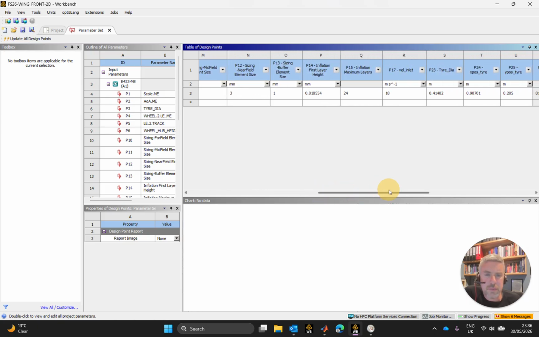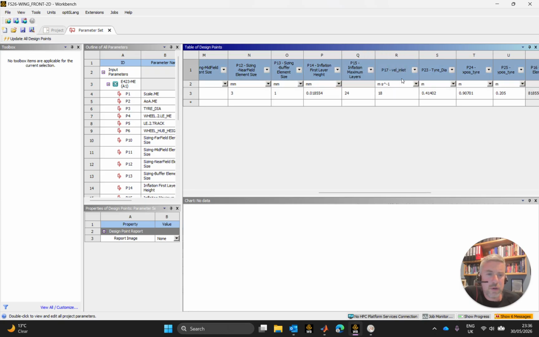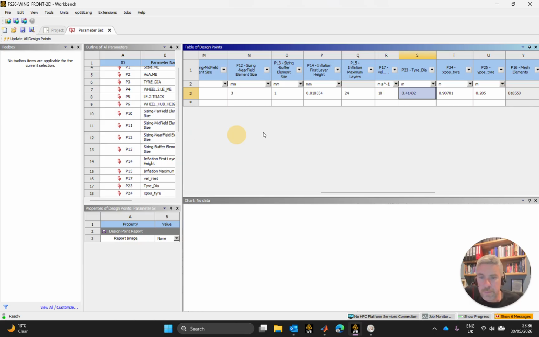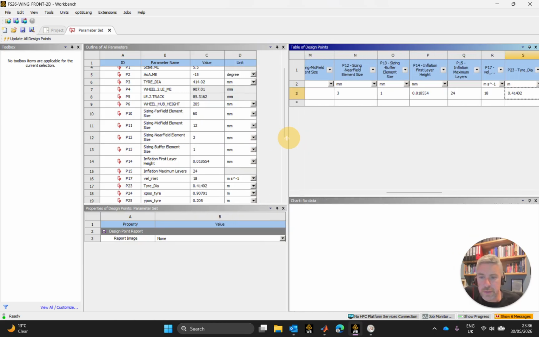Far field, there's all the meshing ones. Inflation layers, all meshing ones. Now this velocity inlet, right, 18 meters per second. This is the first place I put it in. Tire diameter 0.4102, right, is given to me there in P8, P23. So I'm going to start over here in P23.